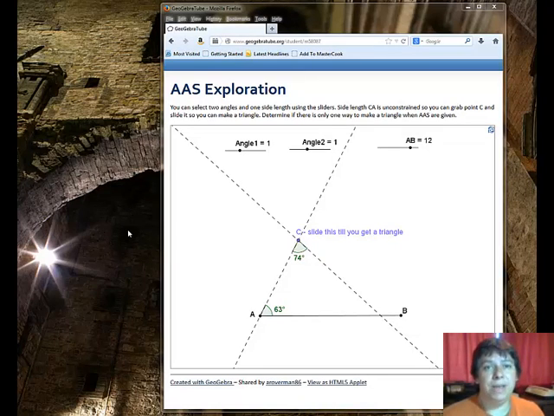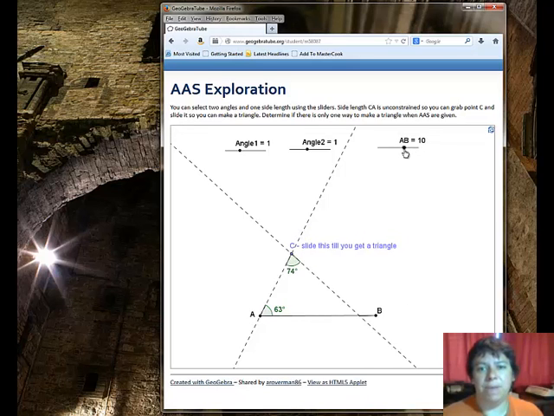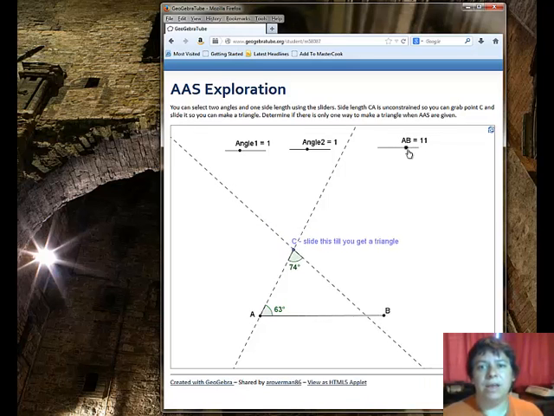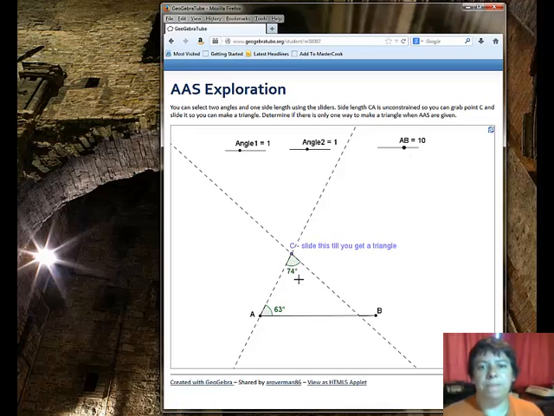Now we're going to look at a combination of angle, angle, side, and determine if there is only one way to make a triangle with a given combination. So here you can see I have one angle set for 74 degrees, one angle set for 63 degrees, and then I set my length here, whatever I want it to be.